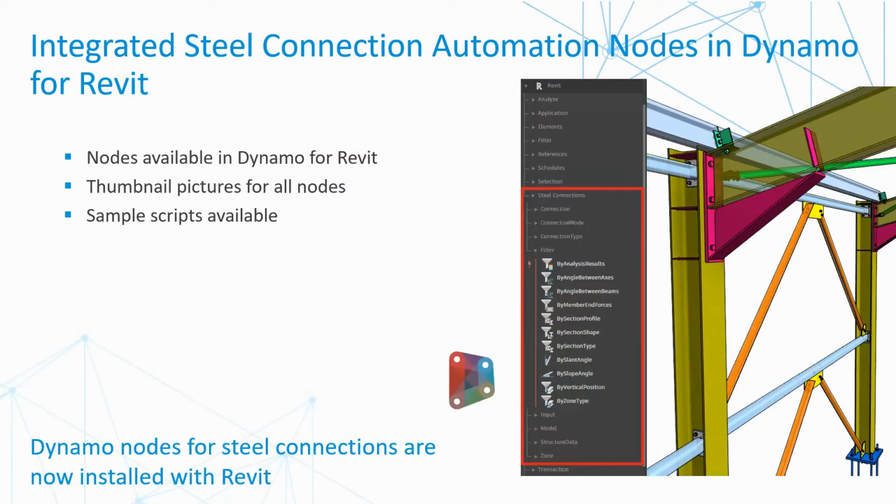Another thing that a lot of guys are starting to use now is Dynamo in the industry. What Autodesk have done now, they've made some nodes available in Dynamo for Revit specific to structural design or structural engineering, right? There are thumbnail pictures for all nodes. Basically, what that means is a little icon so you would have an idea of what that node does. And we also have sample scripts available as well, right?